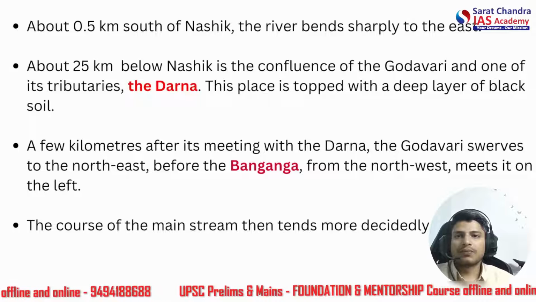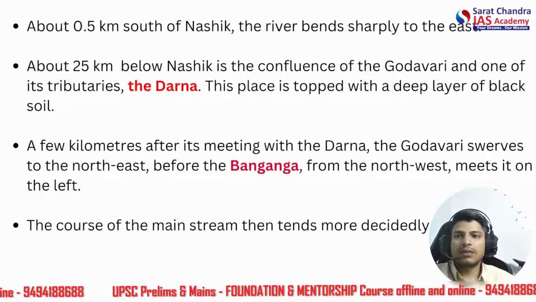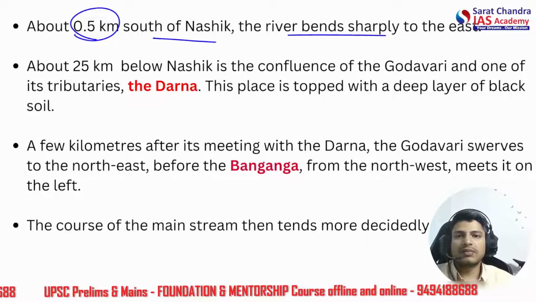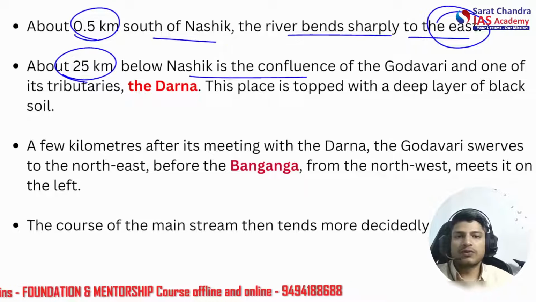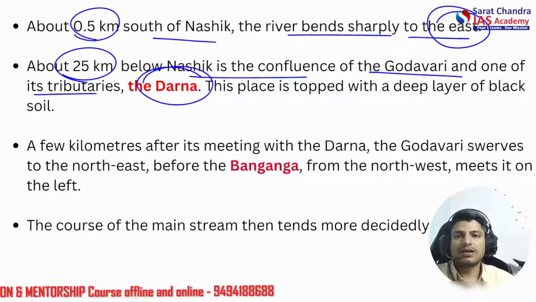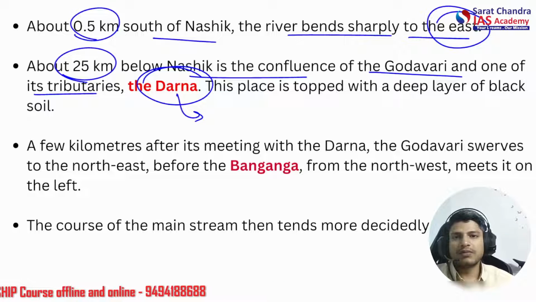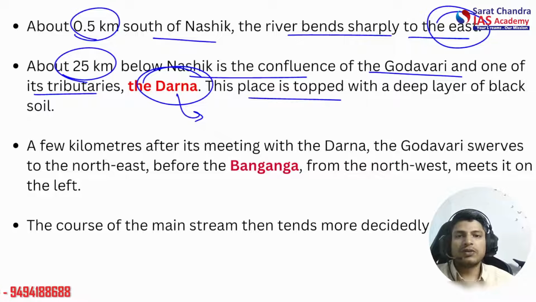points. Okay, now coming down about 0.5 kilometers south of Nashik, the river bends sharply to the east. And about 25 kilometers below Nashik, the confluence of Godavari with one of its tributaries, the Darna. Okay, this is not a very big tributary, but it gives a lot of water to the Godavari. So this place is topped with a deep layer of black soil. Please remember the type of soil found here, black soil.